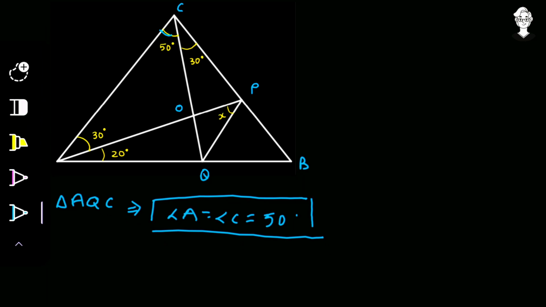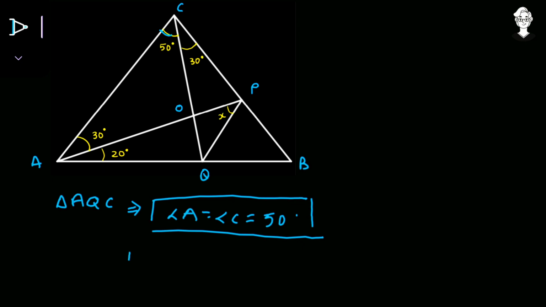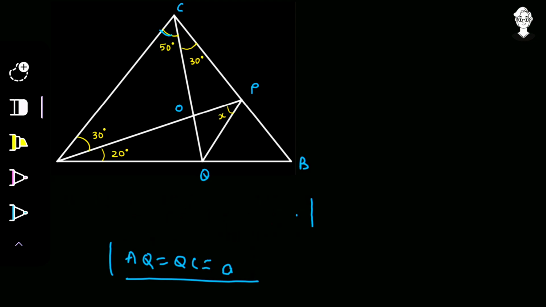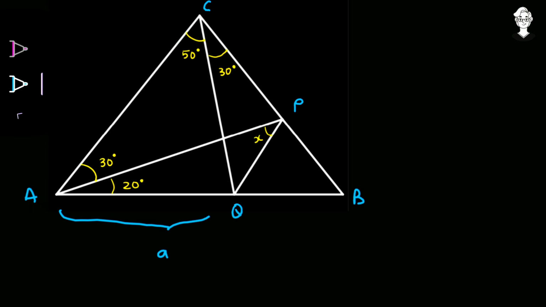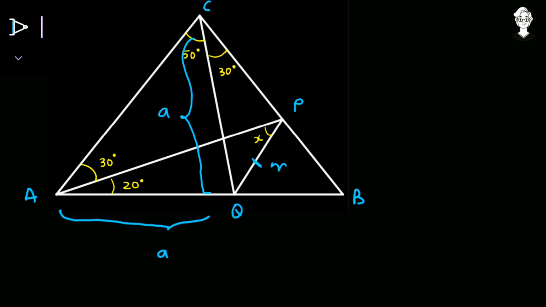The sides that become equal because of this isosceles triangle are AQ equals QC, and let it be equal to some variable A. So AQ equals QC equals A, just because of this isosceles triangle. I'm marking that in the diagram. From A to Q, let the length be A, and since AQ equals CQ, from C to Q the length is also A. Let the length of PQ be M.